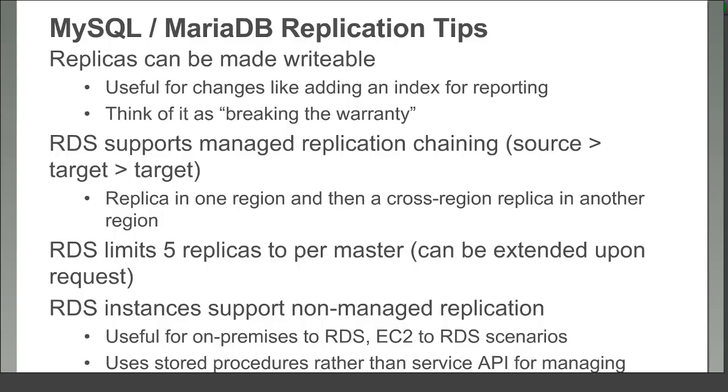We currently support 5 read replicas per master, but that's a soft limit, and that's something that we can adjust if that's something that you need. We do support non-managed replication, which is useful for on-premise to RDS or EC2 to RDS scenarios. And for that, we're going to use stored procedures rather than using a service API. And this is something that in the demo that we're going to see in a few minutes, we're actually going to leverage this mechanism.